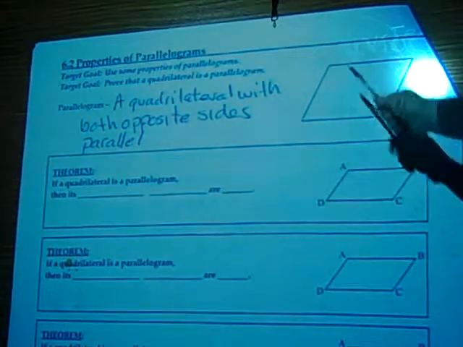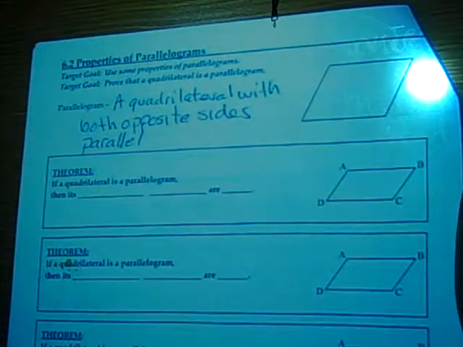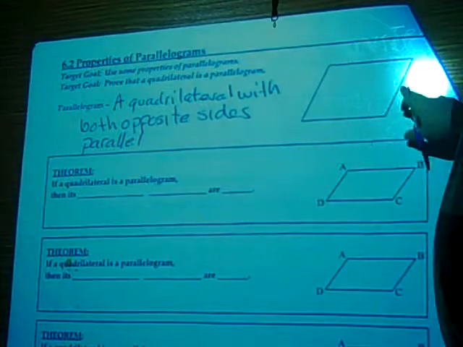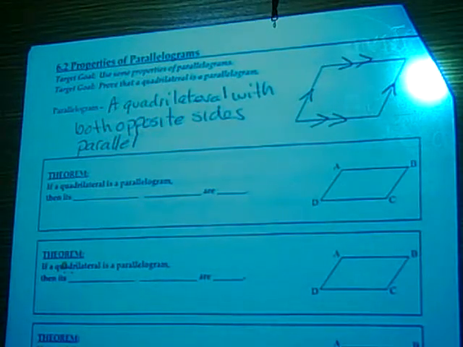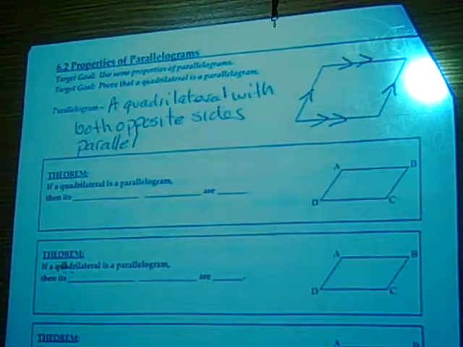So as we take a look at this, here's our quadrilateral right here. Here's one pair of opposite sides, so I'm going to go ahead and tick mark those with my arrows or my carets. And I have a second set of parallel sides. This is the definition of what a parallelogram is.